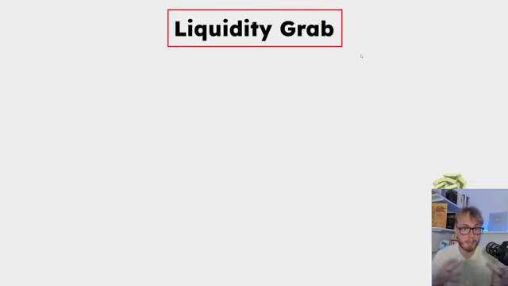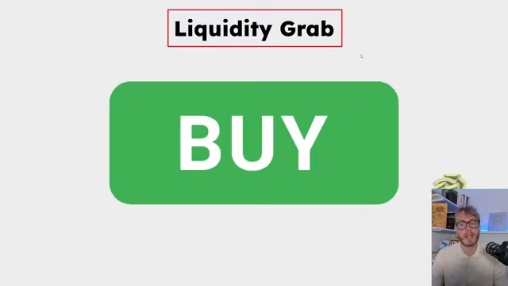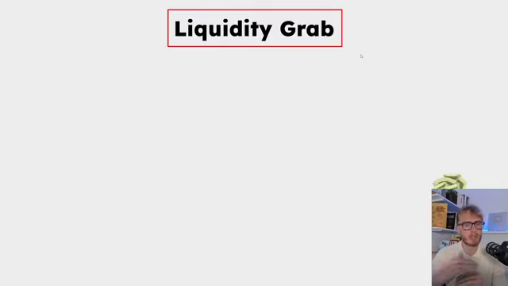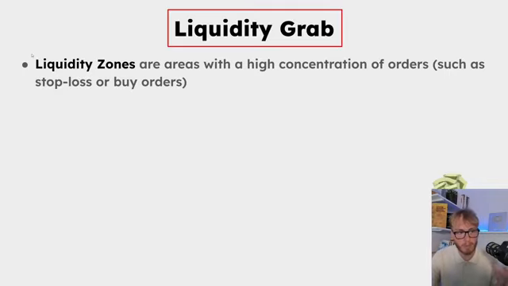All right, so now let's take a look at the liquidity grab. This right here is one of my favorite smart money concepts because they can very often be great entry signals, and it's also pretty easy to set your stop loss and target level from these liquidity grabs. But first of all, we need to know about something called liquidity zones. And liquidity zones are basically areas with a high concentration of orders. So these are areas on the chart where we, for example, have many stop loss orders or buy orders that are waiting to get triggered.